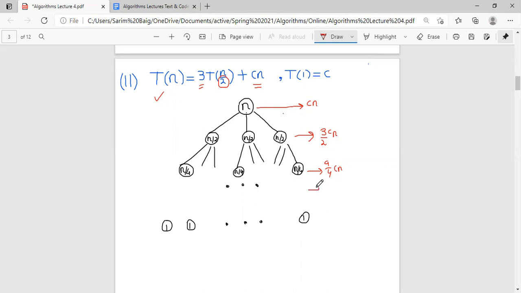Actually, in the next step, and you can confirm this, there is 9 into 3, I think 27 problems, each of size n by 8. So what you have here is 27 by 8. So it's just 3 by 2 cube, right? And cn, and this continues, and in the last one again, this 2 is again that same 2. So the number of levels hasn't changed.